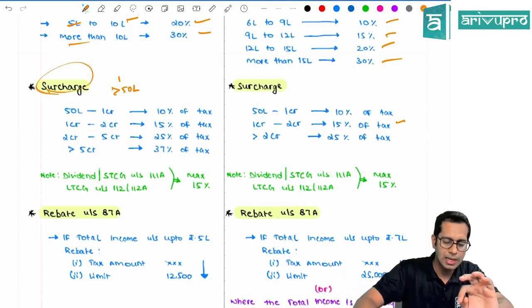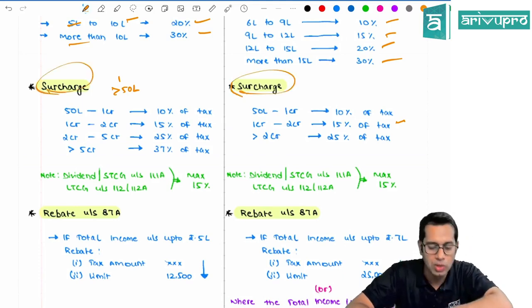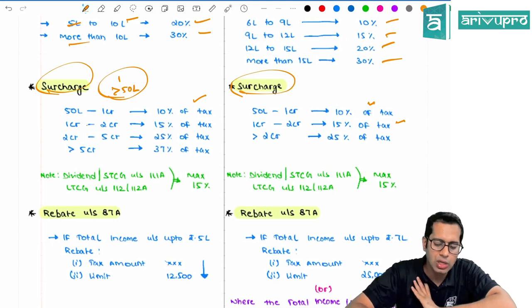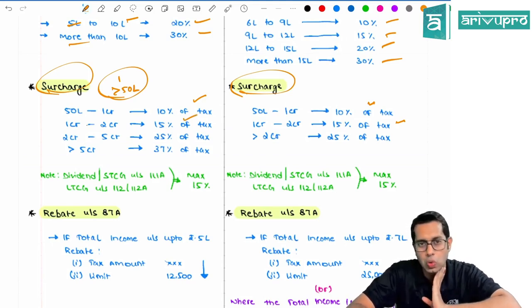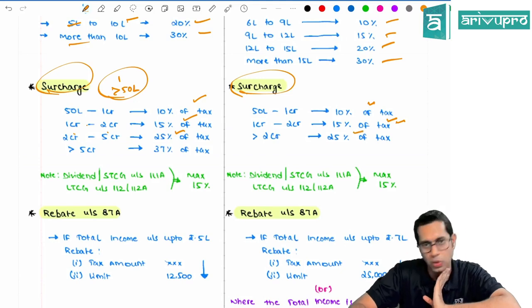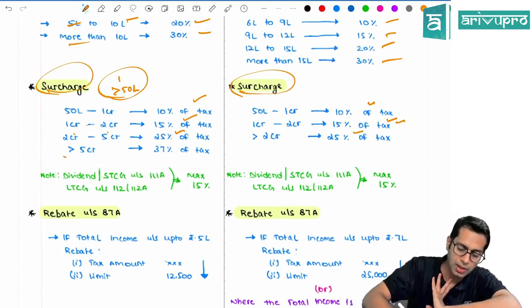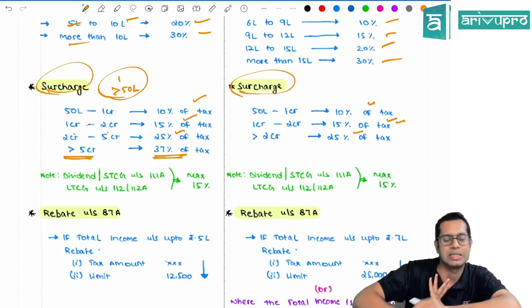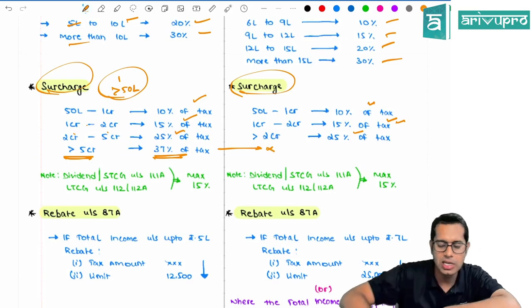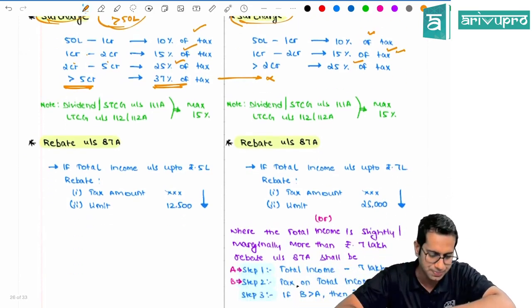Then surcharge is applicable under both the cases if the total income is more than 50 lakh rupees. So if it is more than 50 lakhs up to 1 crore, 10% is the surcharge in both the cases. If it is more than 1 crore and up to 2 crores, it is 15% in both the cases. If it is 2 crores to 5 crores, it is 25% in both the cases. However, if it is more than 5 crores, it is 37% only under normal provision. This 37% criteria is not there for 115 BAC.